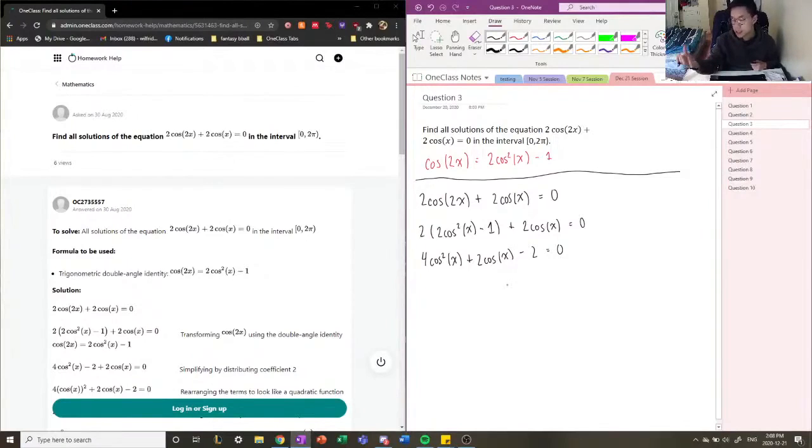Does this resemble anything that we have seen before? And the answer is yes. This is a quadratic function, but instead of having x as our independent variable, we have the cosine function as our independent variable here. So we can use the quadratic formula, or we can factor it to find the factors, and then we can find the zeros or the solutions to this quadratic equation. First we're going to simplify this because we can divide both sides by 2. If we do that, we get 2 cosine squared x plus cos x minus 1 equals 0.